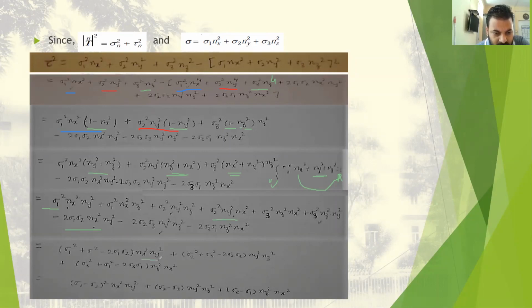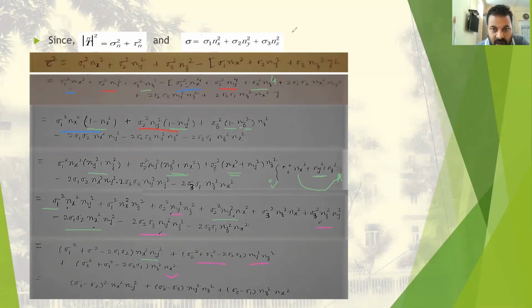By taking nx square ny square common from all these terms, we can write it like this: sigma 1 square plus sigma 2 square minus 2 sigma 1 sigma 2. Similarly, we can do for ny square nz square. This ny square nz square, this ny square nz square, and from here we can take ny square nz square common and write the rest of the terms inside the bracket as sigma 2 square, sigma 3 square, and minus 2 sigma 2 sigma 3. Similarly, nz square and nx square has also been written.